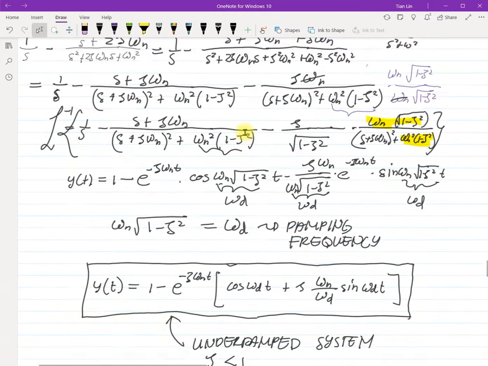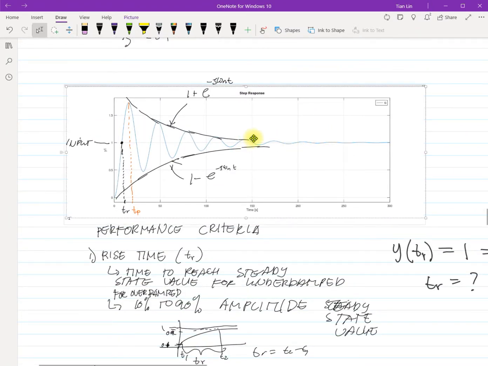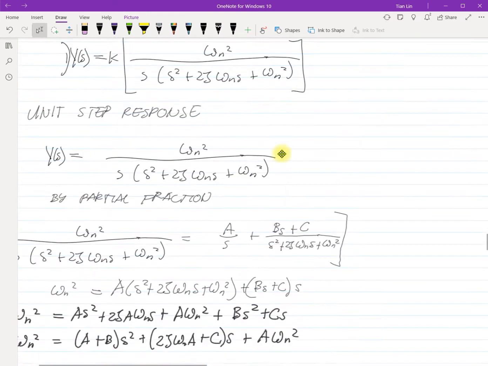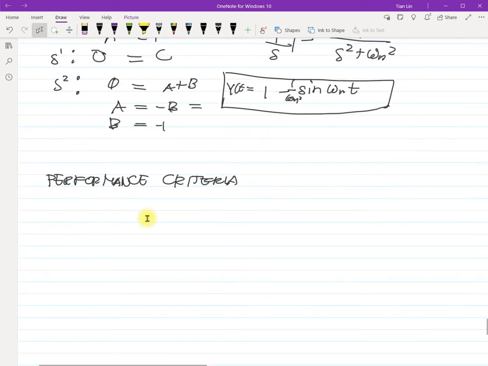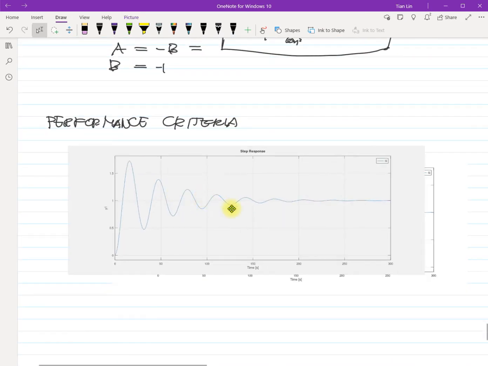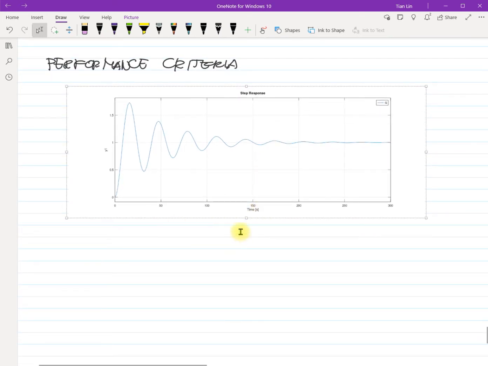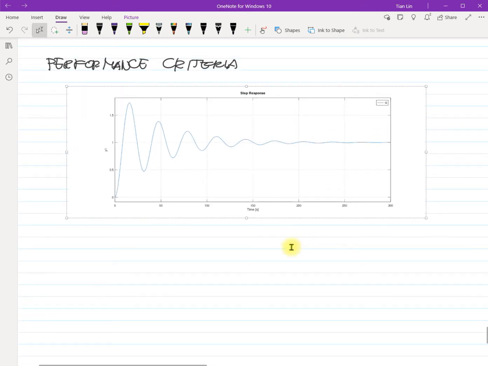So if we have here a second order system, let's take back this drawing. Let's copy this one and paste it here. So this is our response. This is an overdamped response, step response of a second order. And our steady state value here is 1. So this is a unit step response. So now, what are the criteria or parameters that we want to know?